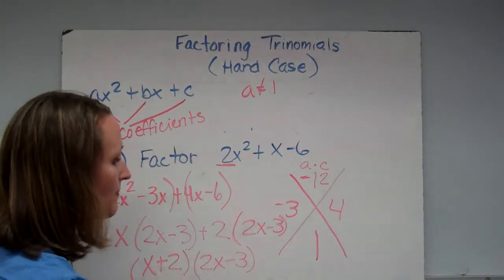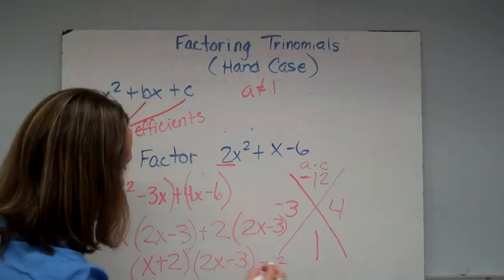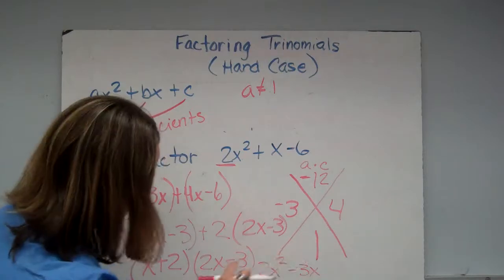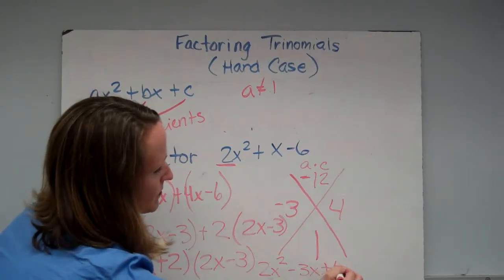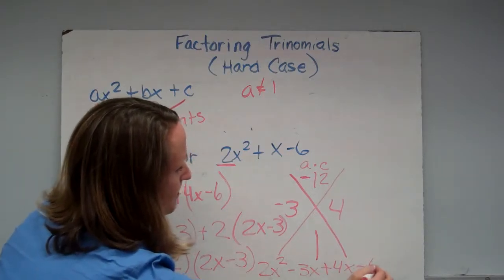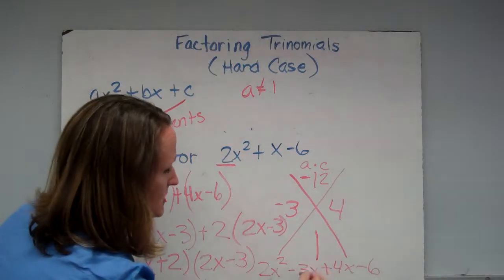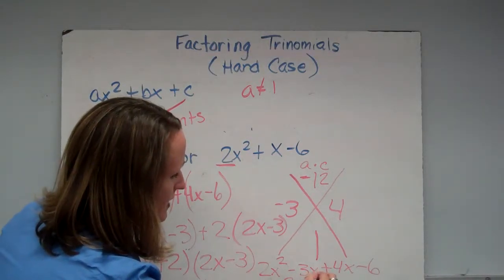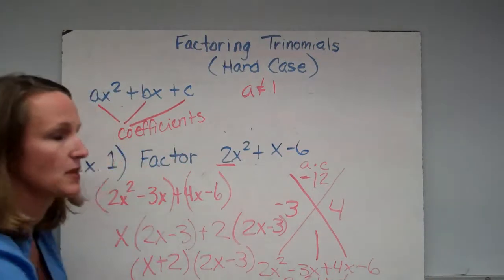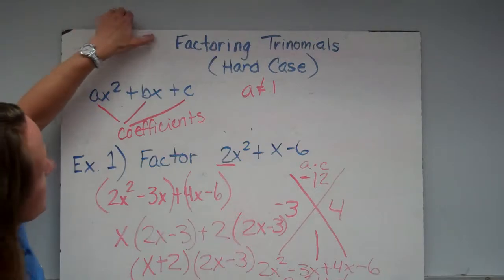If we went back to check it, we would get 2x squared minus 3x plus 4x minus 6. Well, that matches this before I broke it up, and now let's just simplify it. 2x squared plus x minus 6. So this is factoring the hard case. Let's look at another one.